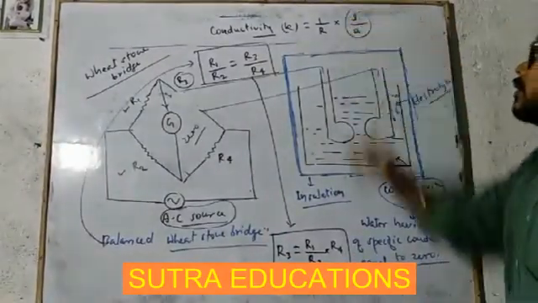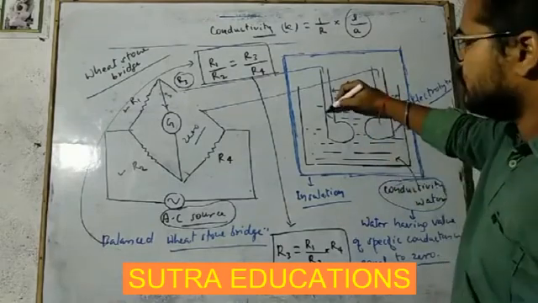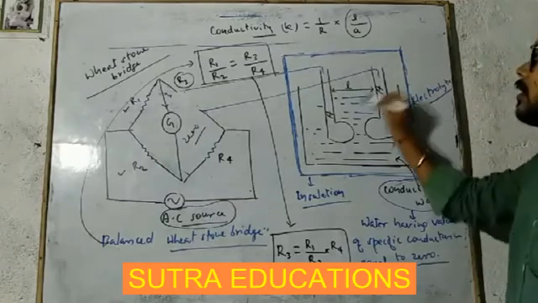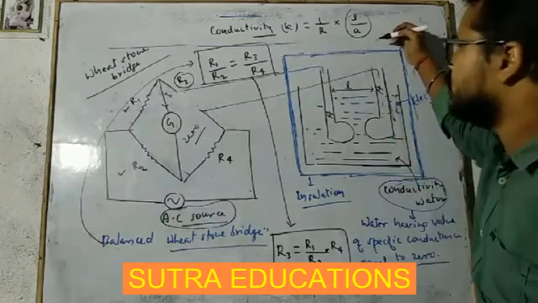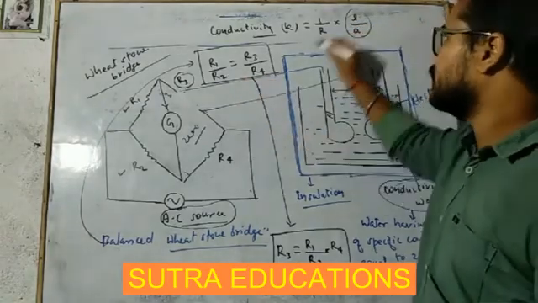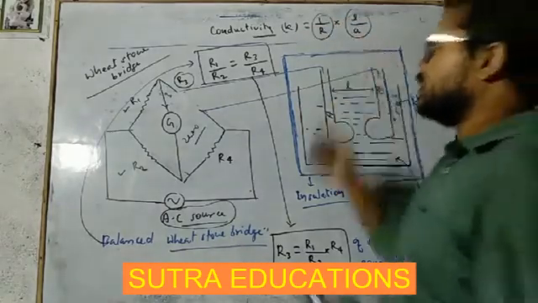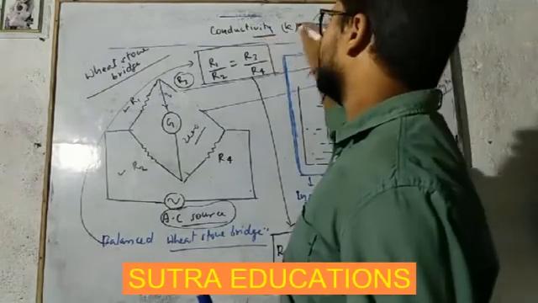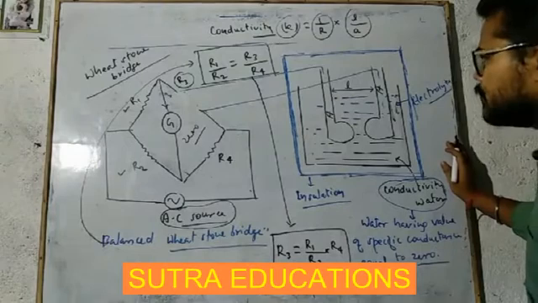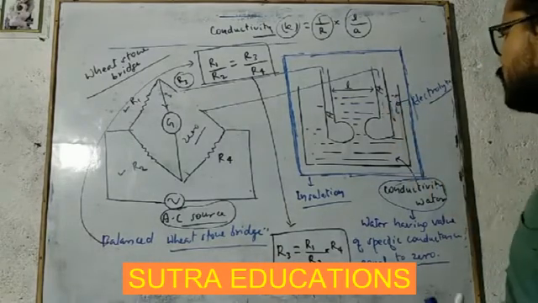We know this because we have given some distances there, L, and this is some area of the electrodes. So we know L, we know A. So L by A is known to us. R was not known to us, so R we have calculated here. Now we can multiply this and we can get the value of specific conductance, that is conductivity of this electrolyte. So in this way we used to measure the specific conductance of an electrolyte experimentally.